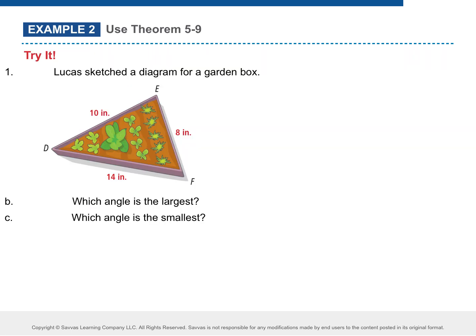On your example 2, which angle is the largest? Clap once if you agree with E. Because why? It's across from the largest side. What's the smallest angle? D. Clap once if you agree with D. Because it's across from the smallest side. Okay.